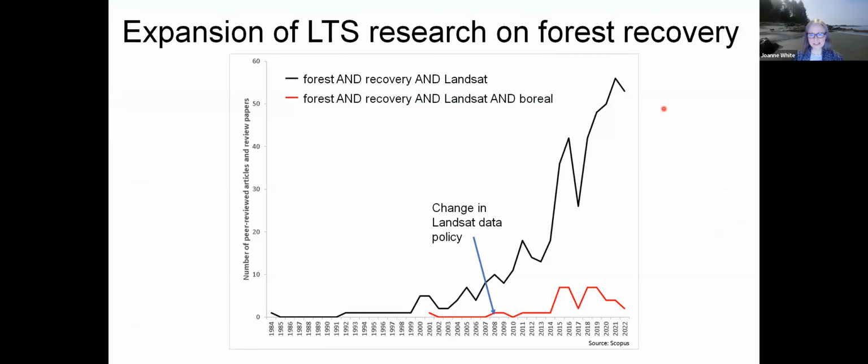So then what we see is the opening of the Landsat archive in 2008, and that dramatically changed the amount of scientific research that was happening in this area. So you see in the black line there, just an explosion of research into the use of Landsat time series for recovery assessments. But in the boreal, which is shown in red there, still relatively less focus on that forest type, which is also interesting to keep in mind.